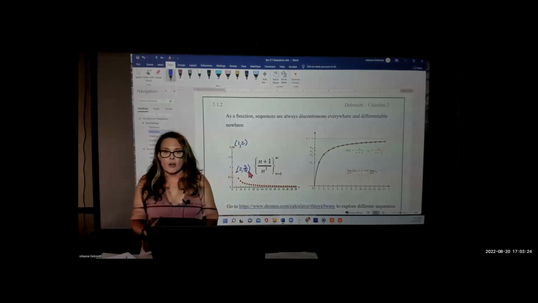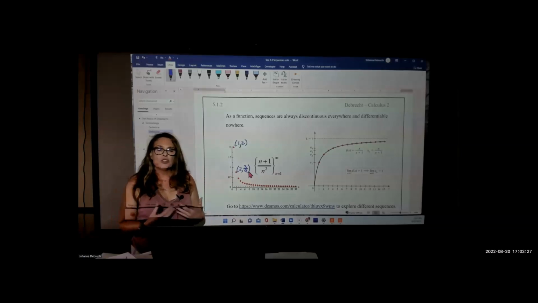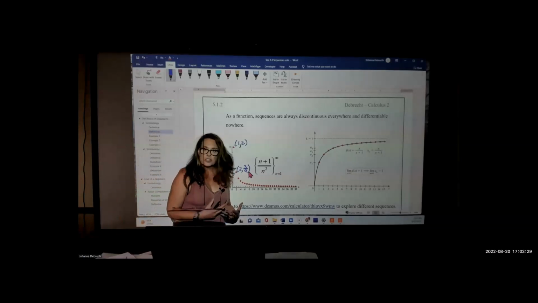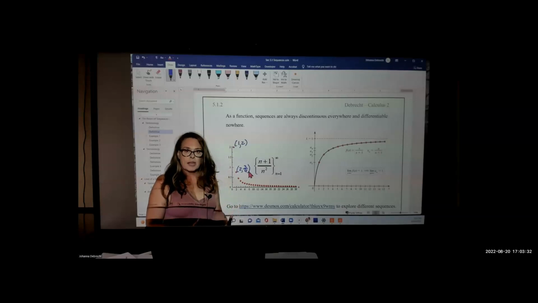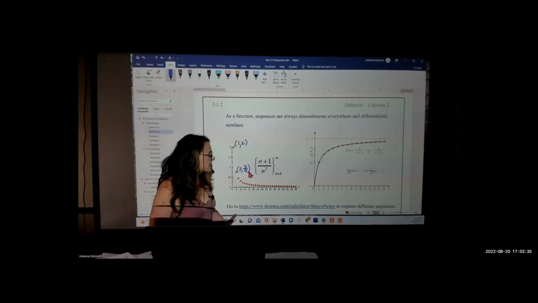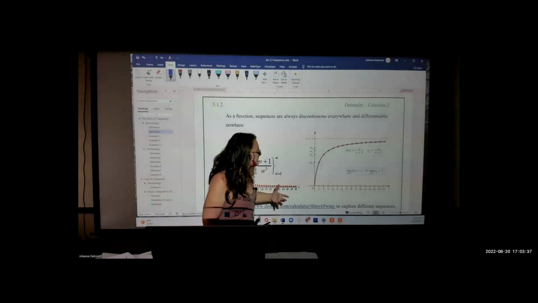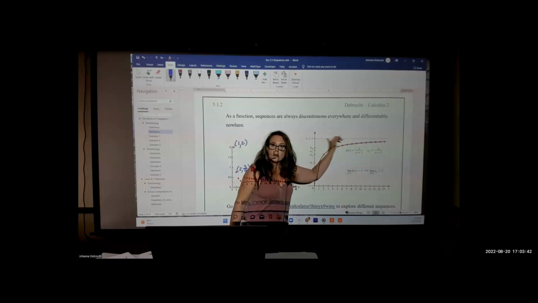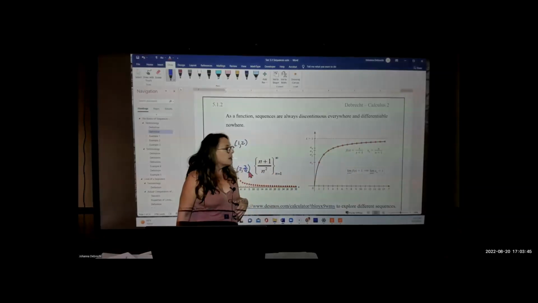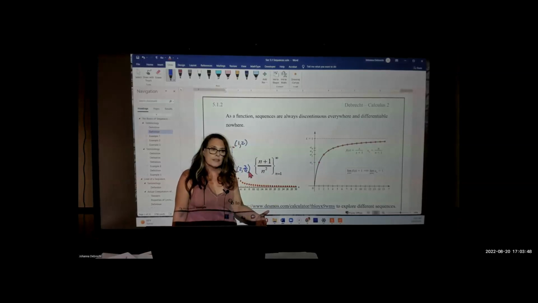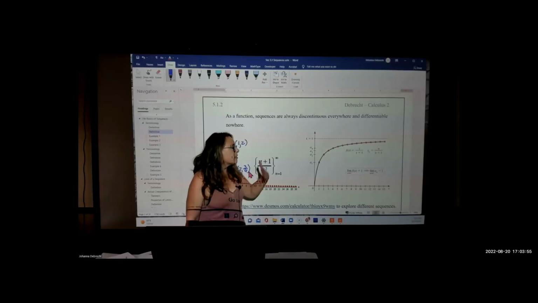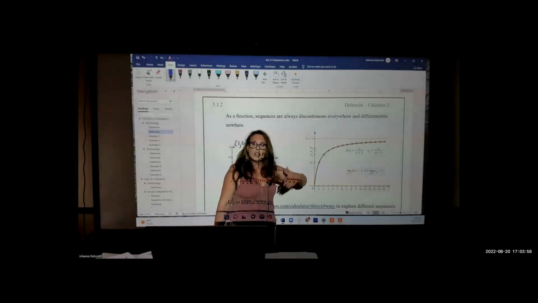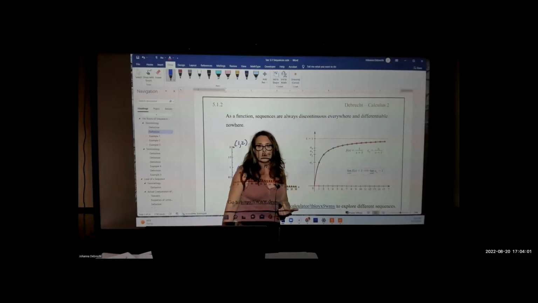This does not always happen. Sequences do not always behave the way the function does. Sometimes they do, sometimes they don't, and we'll have to look at when that happens and what makes it happen. In this case, as x goes to positive infinity, the function is approaching the horizontal asymptote y equal 1. And because the sequence is following what the function does, the sequence is also approaching the value y equal 1. So we could predict that the further out we get, the closer the sequence gets to the value of 1.